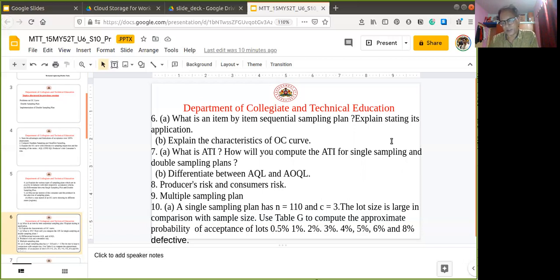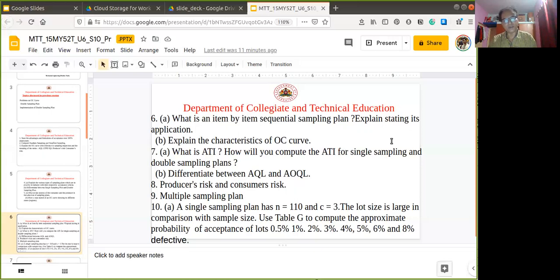Then the seventh question: state what is ATI, and how will you compute the ATI for a single sampling and double sampling plan. Question 7B: differentiate between AOQ and AOQL. Then you need to write the answer for producer's risk and consumer's risk. Then there is one more question. The ninth question is the multi-sampling plan. You need to explain the multi-sampling plan with the help of flow charts.